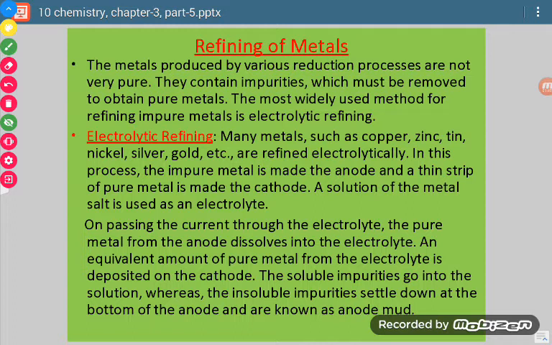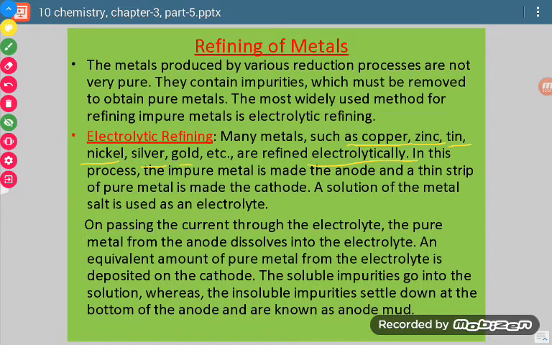So what is electrolytic refining and how do we refine a particular metal by this process? This we will study. Many metals such as copper, zinc, tin, nickel, silver, and gold are refined by electrolytic refining.